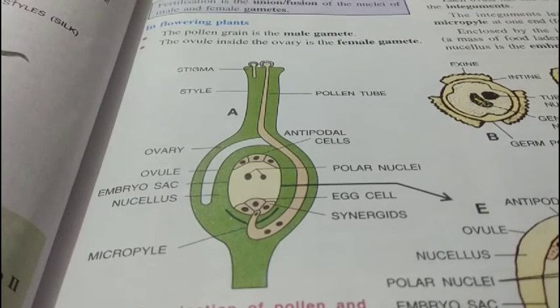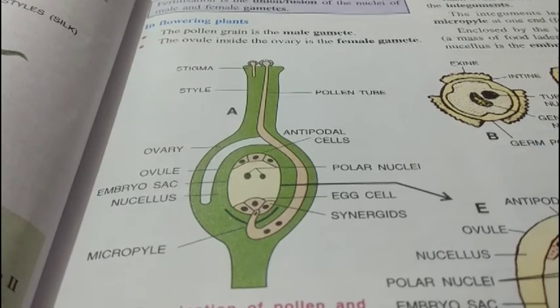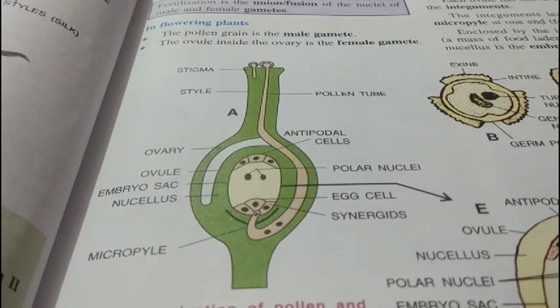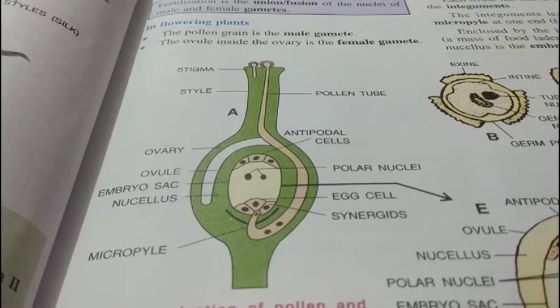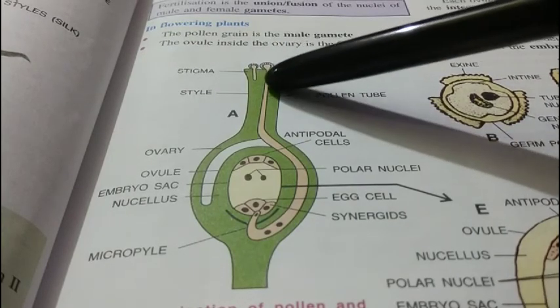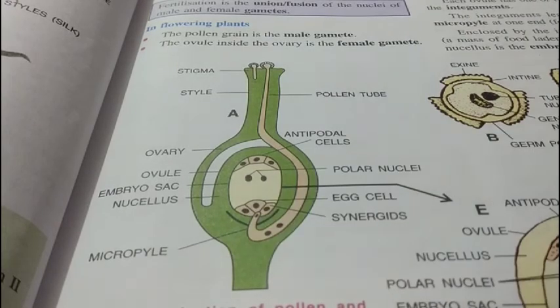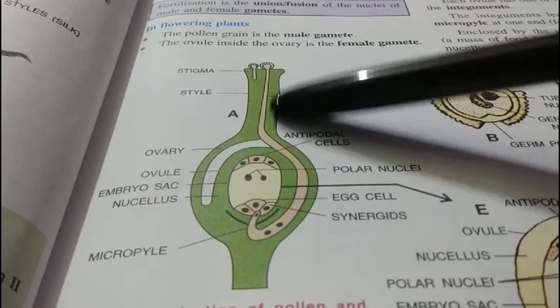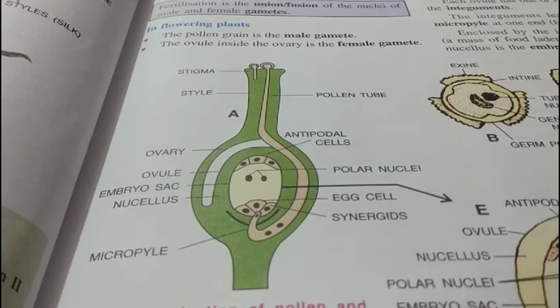Let us know some facts about fertilization. Fertilization is the union or fusion of the nuclei of the male and female gametes. Due to fertilization, endosperm and embryo are formed and major changes take place in flowers. Here the pollen grains grow a pollen tube, and with the pollen tube come two male nuclei.